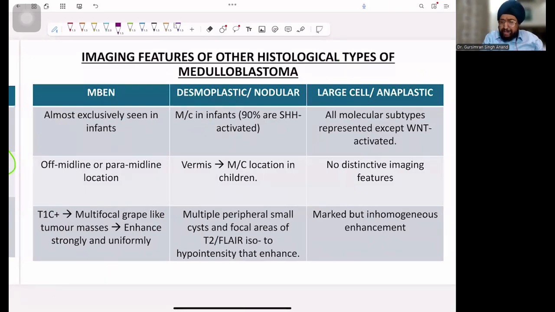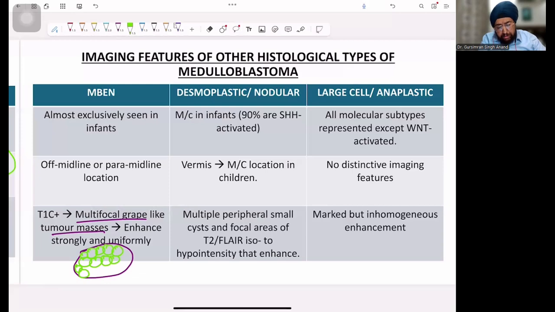Now, we should know in brief about the imaging features of the rest of the histological types of medulloblastoma. Just one table, and the most important points. The first one is medulloblastoma with extensive nodularity. As the word nodularity is in the name itself, there will be multifocal grape-like tumor masses which will be enhancing strongly and uniformly. There will be a cystic mass lesion with multiple enhancing nodular masses within, giving a grape-like appearance.